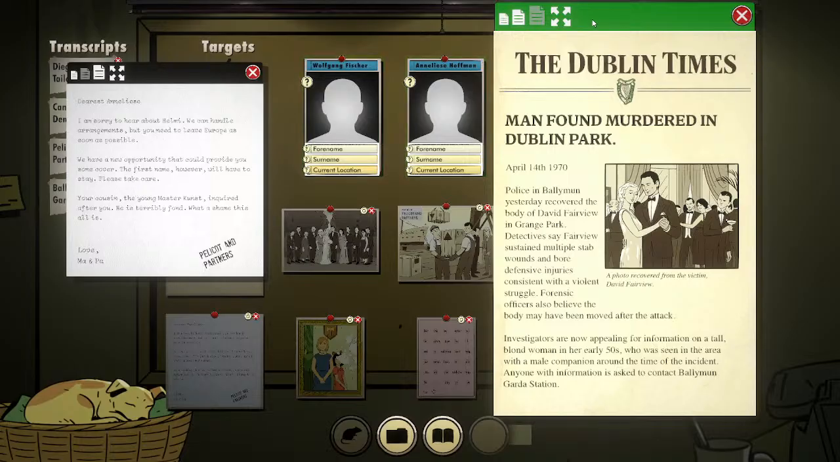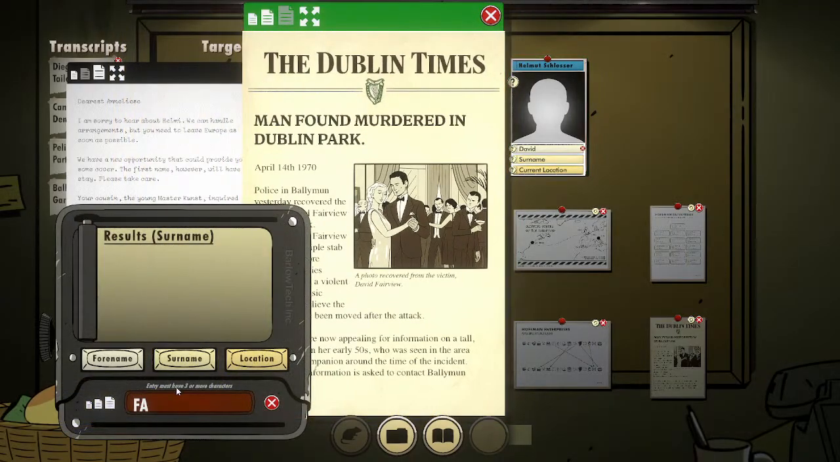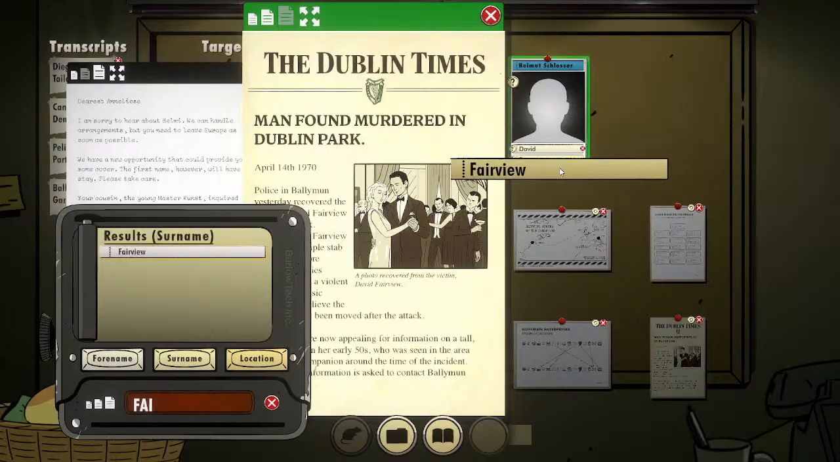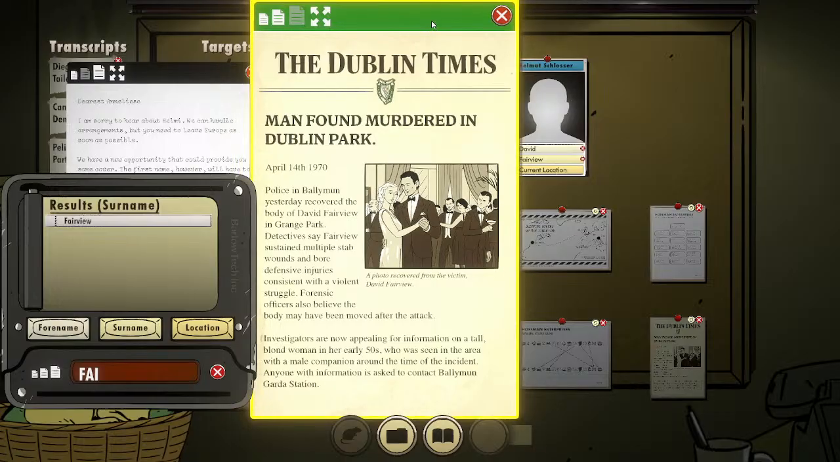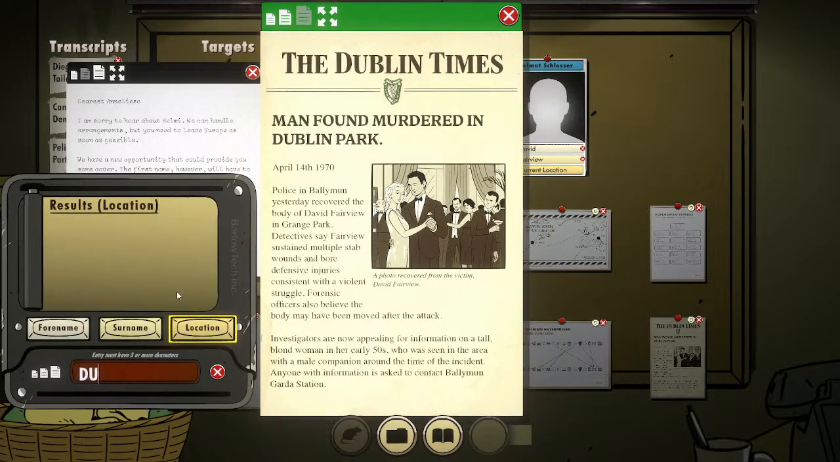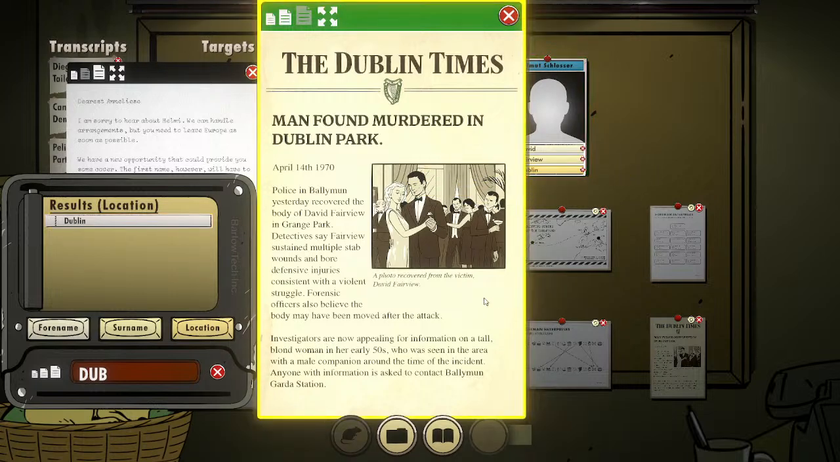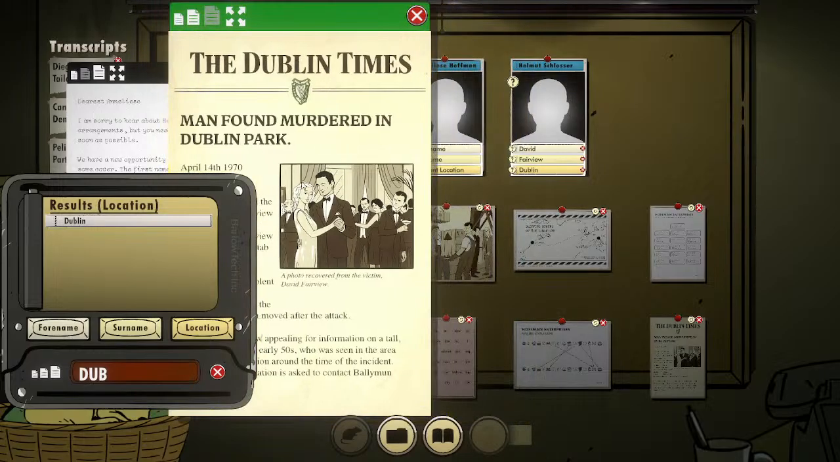I didn't actually put in the name, did I? No, I didn't. David Fairview. And if they're dead, we put in their last known location. So this is in Grange Park in Dublin. Dublin. Okay. A photo recovered from the victim, David Fairview. So that must be him. Right?